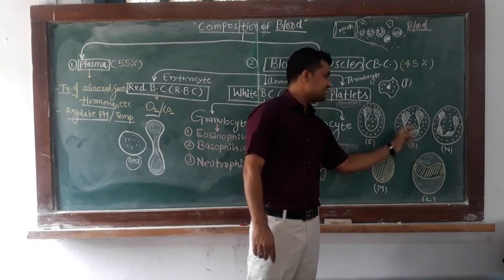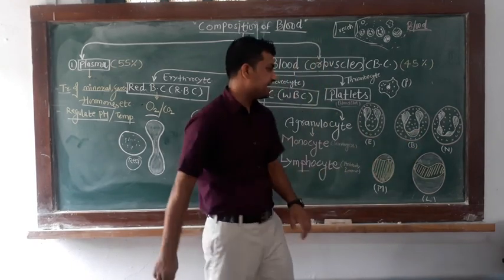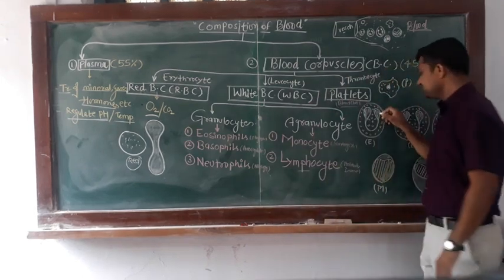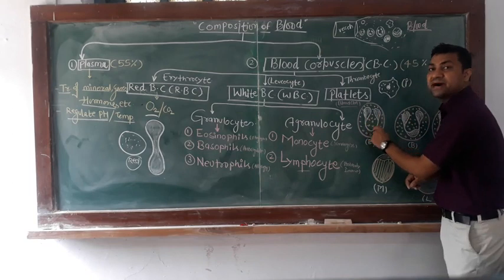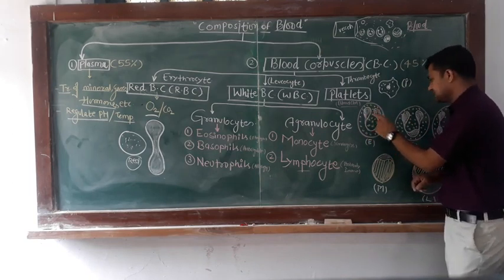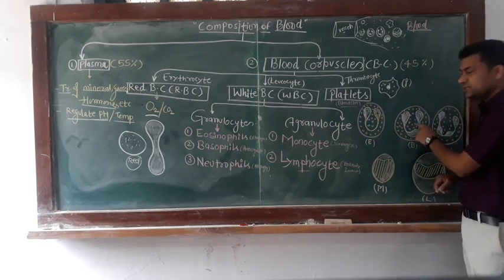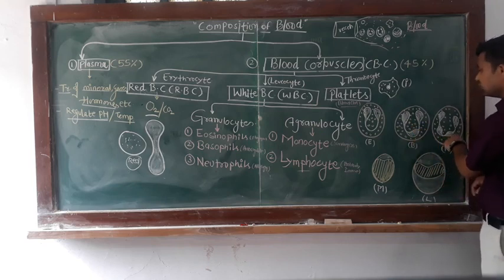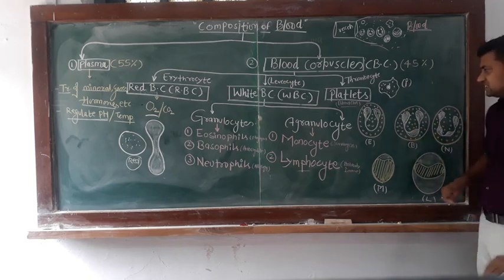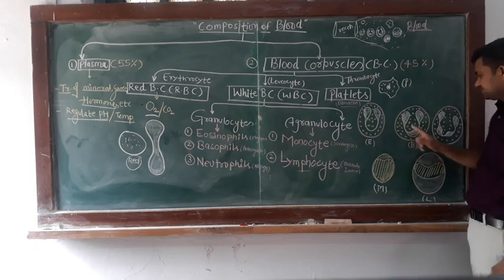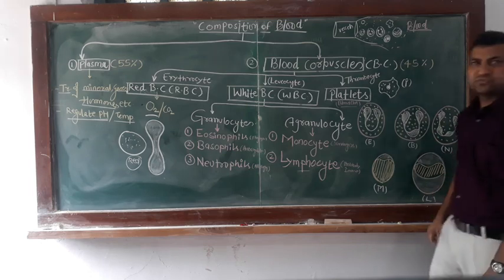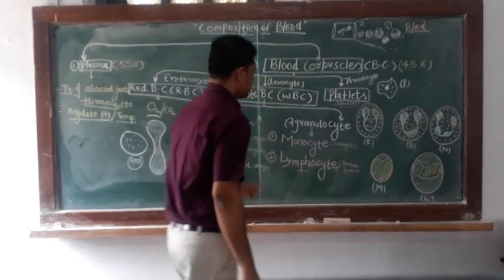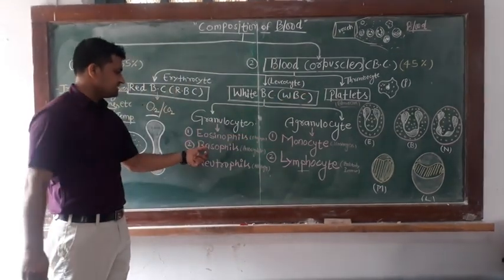Eosinophils are binucleated, with a bilobed nucleus, two lobes in one nucleus. Basophils are trilobed, three lobes in a nucleus. Neutrophils have more than three lobes, four or five. So two lobed eosinophils, trilobed basophils, and neutrophils with more than three lobes. That is the structure of eosinophils, basophils and neutrophils.